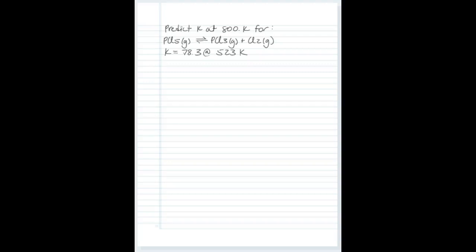To do a problem that asks me to predict K at one temperature given K at another temperature, the equation that I need to use, the equation that gives me the relationship between K and temperature, is the Van't Hoff equation, which looks like this. It's the natural log of K2 over K1 equals delta H for the reaction as written over R times 1 over T1 minus 1 over T2.